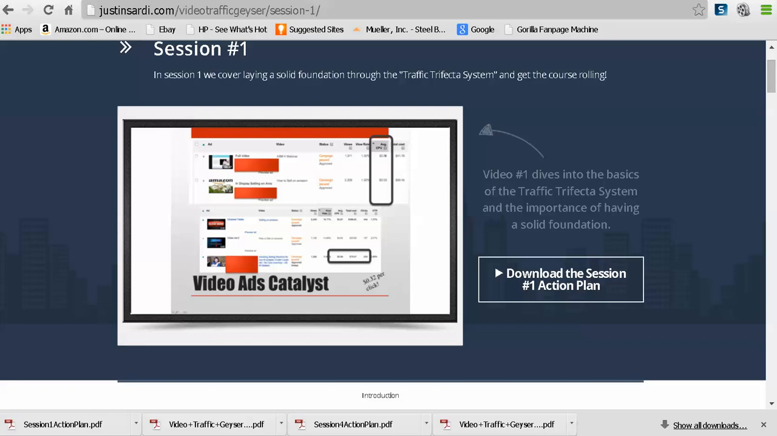But as you can see, the traffic is extremely cheap. You guys saw this screenshot on the live call and in the case study as well. You can see we're getting targeted traffic for 2 cents a view, 3 cents a view, and even like 32 cents a click back to our website. So pretty cool stuff there.